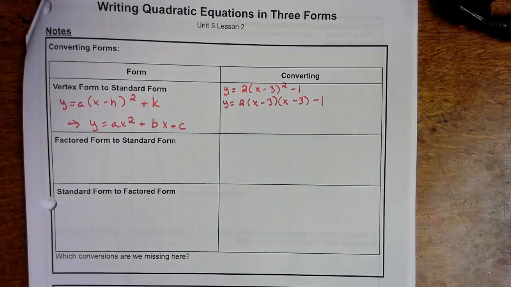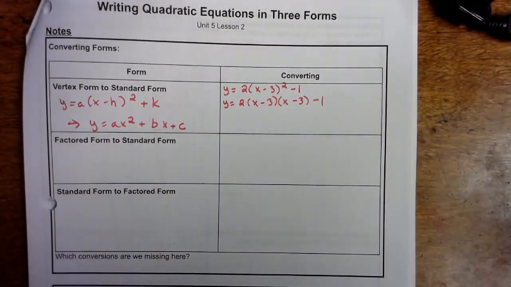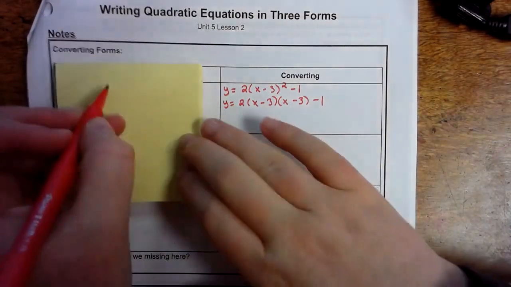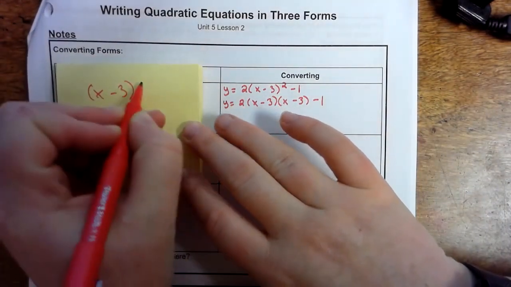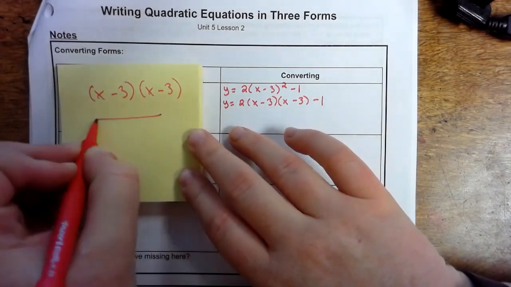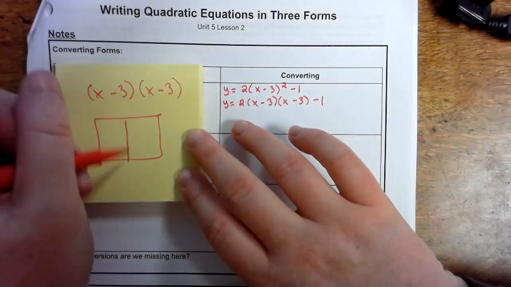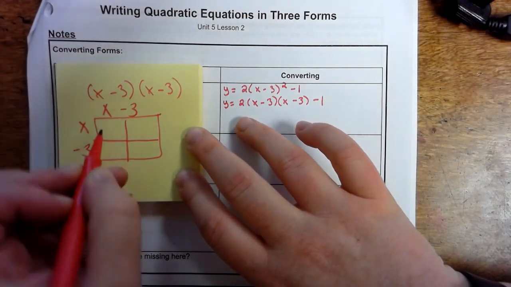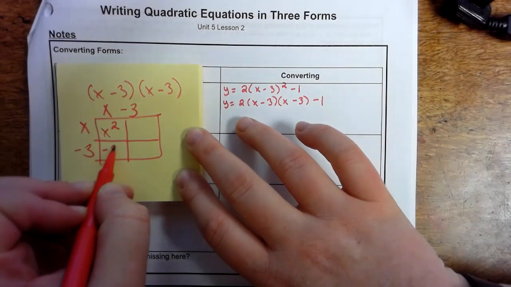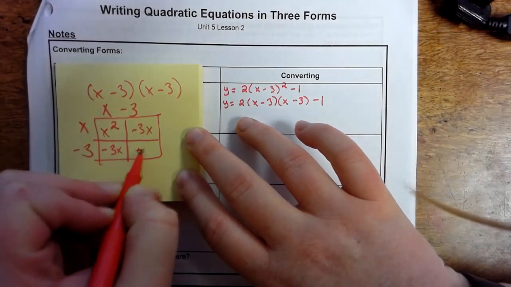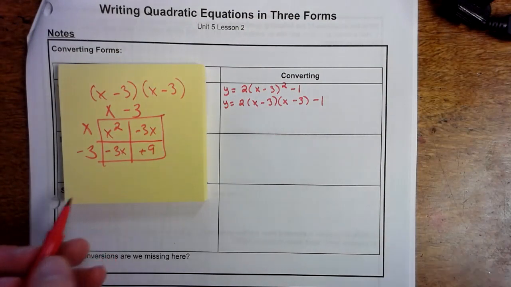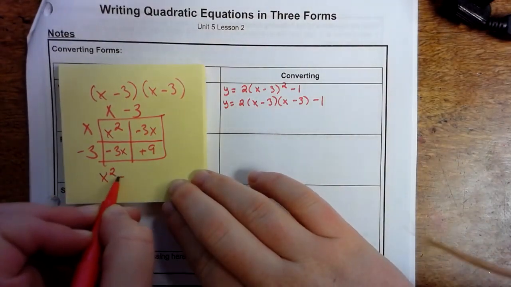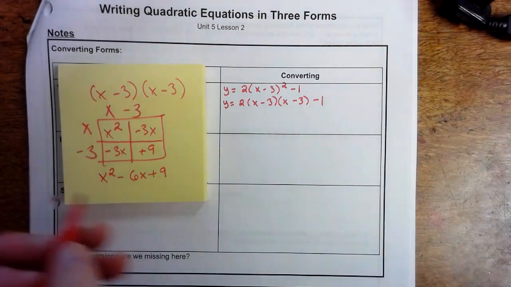Then you're going to multiply these. There are a lot of ways you can multiply these. There are a lot of strategies. A lot of you are familiar with the area model. A lot of you like to FOIL. You could do either. I'll just show you right here. I will be teaching both methods in this class. Do whichever one you like best. So x times x is x squared, negative 3x, positive 9. When you combine those like terms, you get x squared minus 6x plus 9.